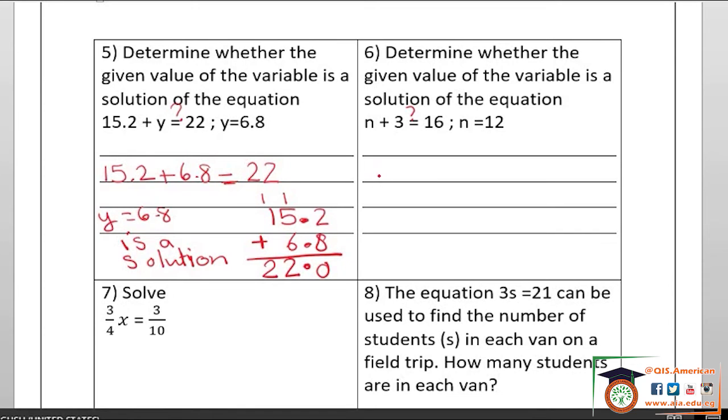I'm going to remove n and put what? Excellent. 12 plus 3. 12 plus 3 equals what? 15. It's not equal to 16. So n equals 12, is it a solution? No, it's not a solution.